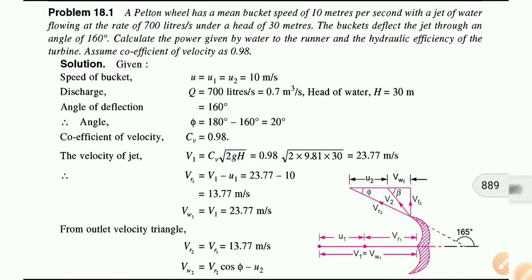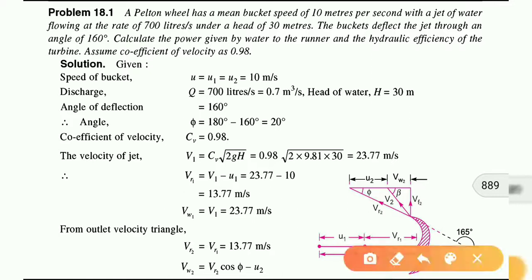A Pelton wheel has a mean bucket speed of 10 meter per second with a jet of water flowing at the rate of 700 liters per second under a head of 30 meters. The buckets deflect the jet through an angle of 160 degree. Calculate the power given by the water to the runner and the hydraulic efficiency of the turbine. Assume coefficient of velocity as 0.98. So this is the problem.